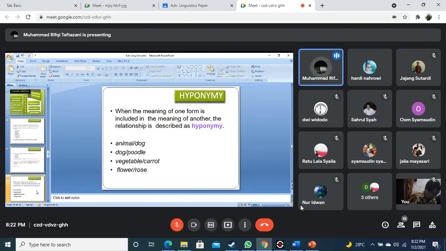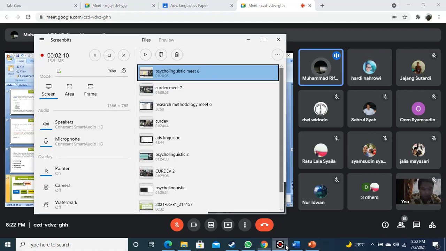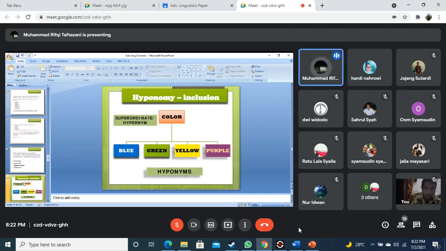Vegetable ada carrot. Carrot part of vegetable. Flower, dan juga ada rose. Rose di sini part of flower. Jadi untuk hyponymy ini dia mungkin ya bagian di bawahnya gitu kan. Kita akan lihat di sini, we can see the table here, the chart ya, hyponymy ya. For example, this is color. Color is the superordinate, and the cohyponyms are blue, green, yellow, and purple. This is very easy to understand, yeah, and it's about hyponymy.